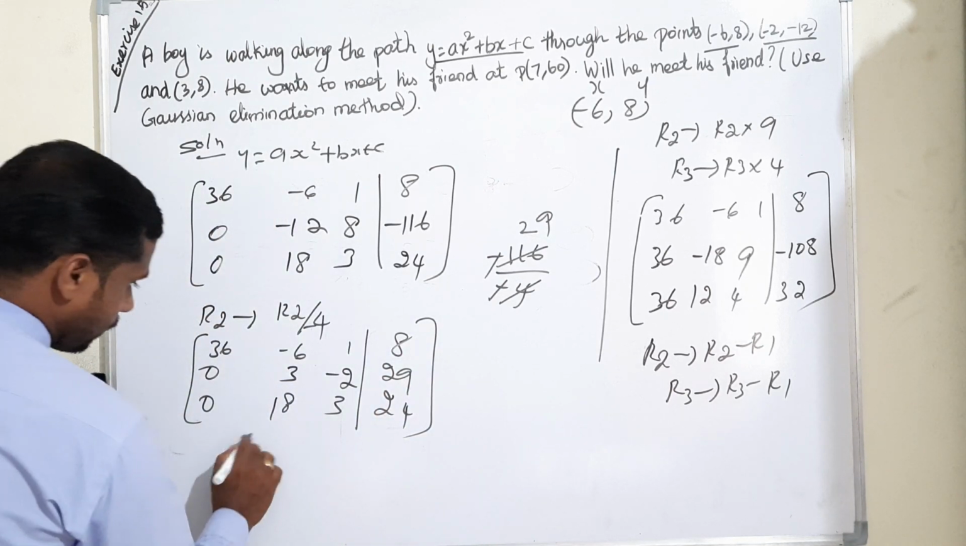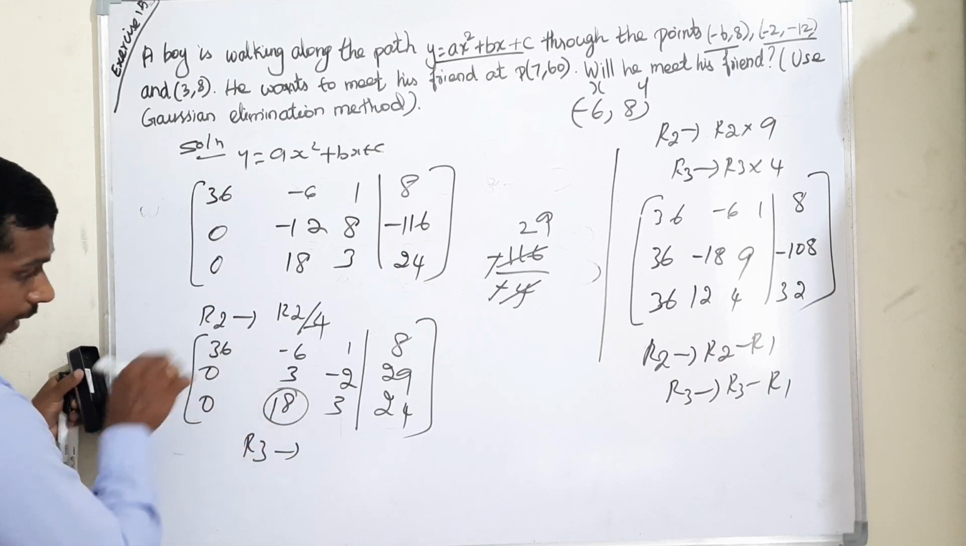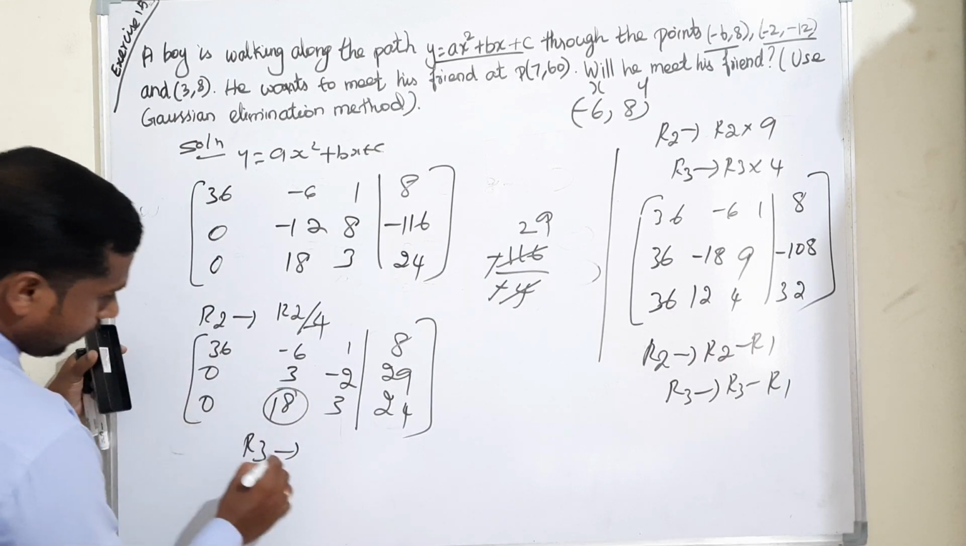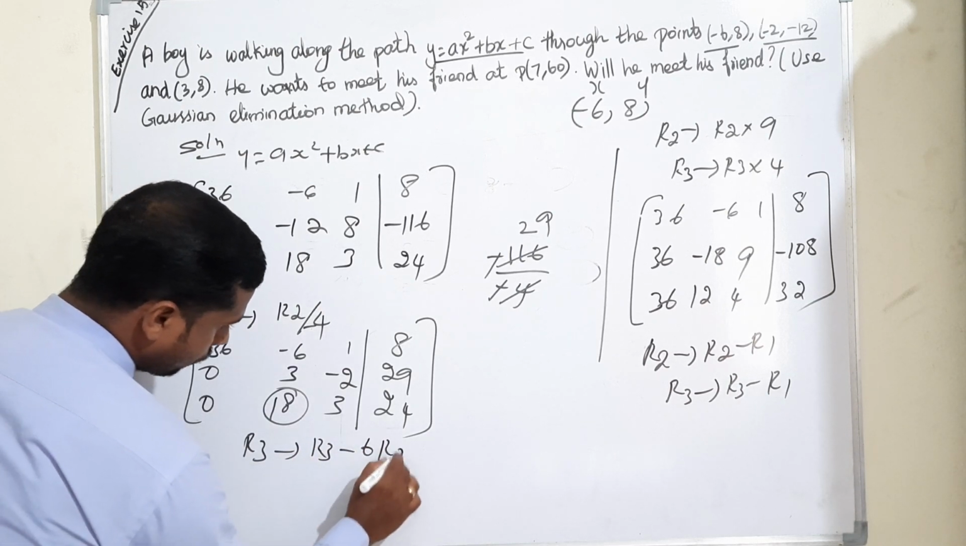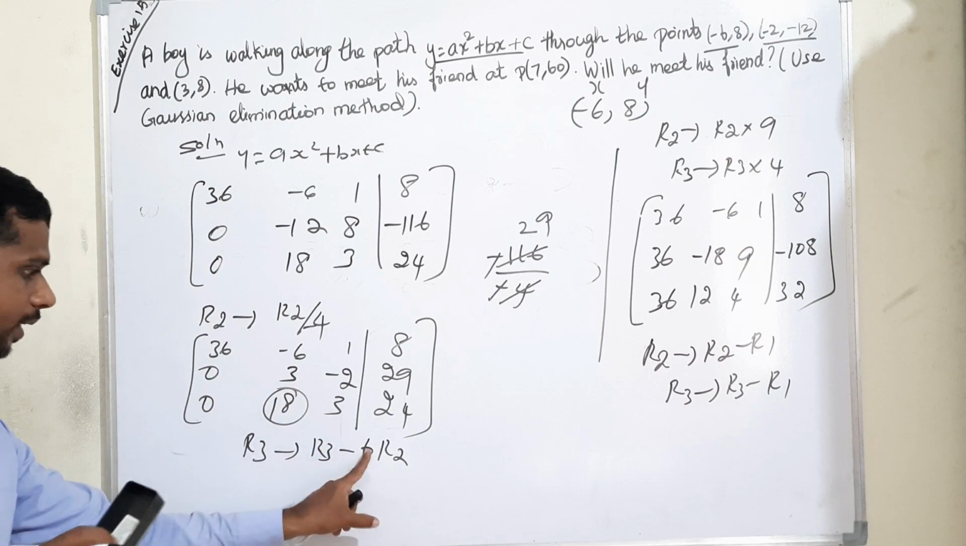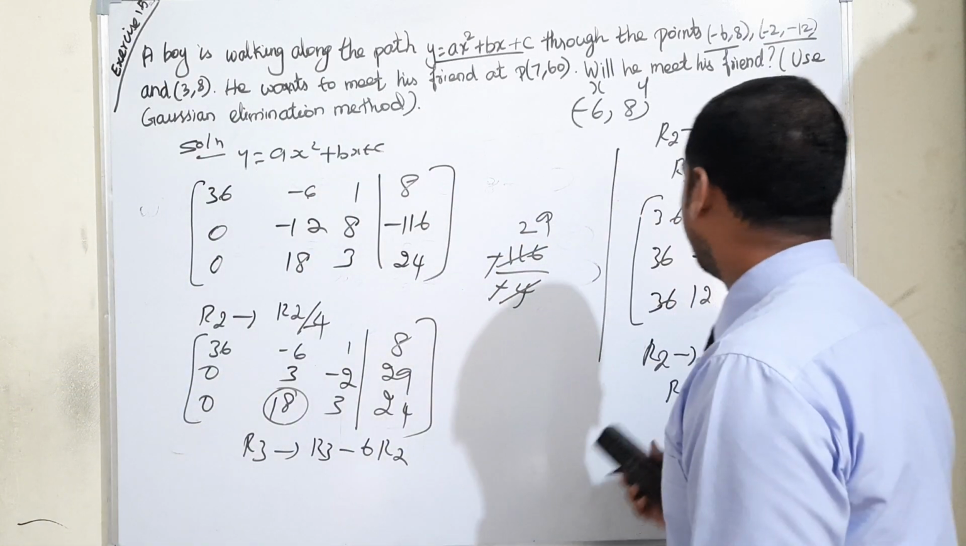Again it will be easy to make a 0 under the term. So when starting with the non-zero in the second row, 3 is there under the term. So R3 gives R3 minus 6 into R2, because 3 into 6 is 18. 18 minus 18 under the term, we can show becomes a 0.